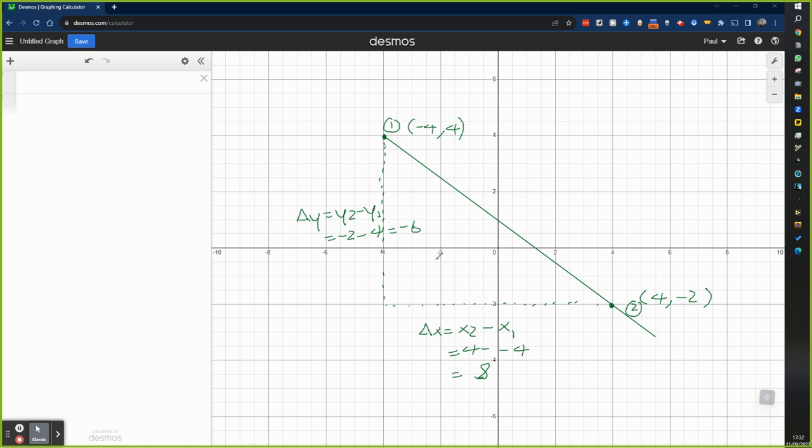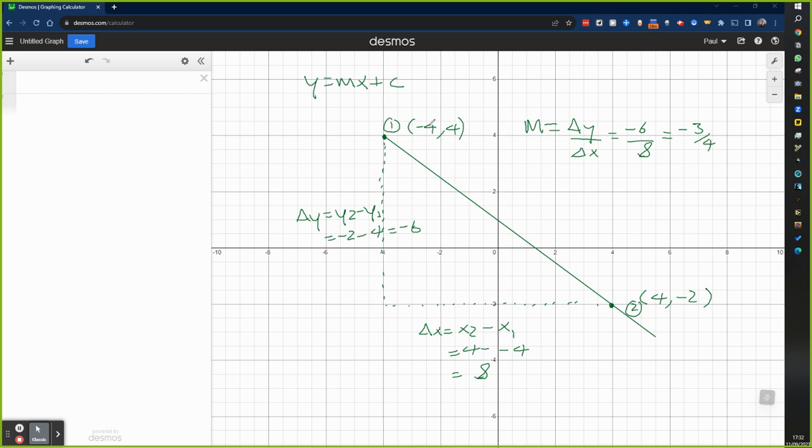So the gradient of a line is the change in y over the change in x. So that's going to be -6 over 8. You can simplify that, and you can say it's -3/4, or if you want, -0.75. Now we know that the equation for the line is going to be y is equal to mx plus c, and now we know what m is.